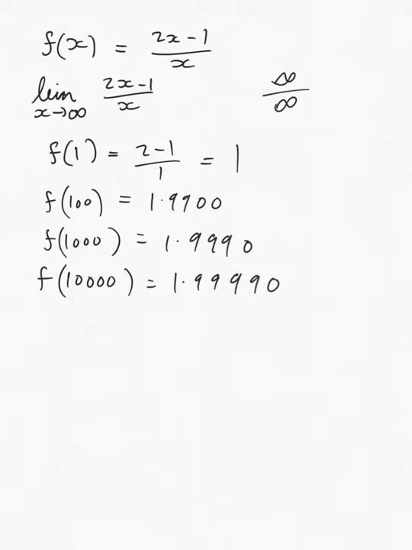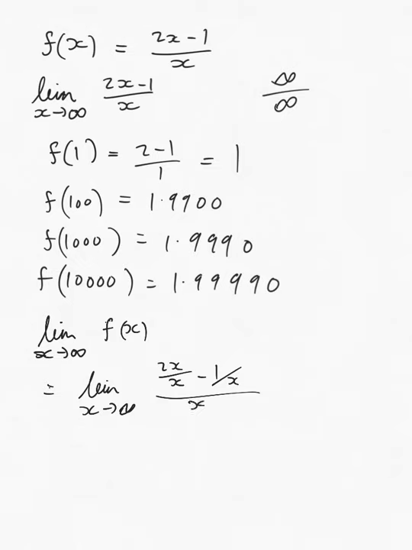The way that we would work this out is by dividing top and bottom by x in this expression. So I'd say that my limit of f of x is equal to the limit as x approaches infinity of 2x divided by x minus 1 divided by x, over x divided by x. So I've divided there top and bottom by x. And if I work that out, that's the limit as x approaches infinity of 2 minus 1 over x, divided by 1.